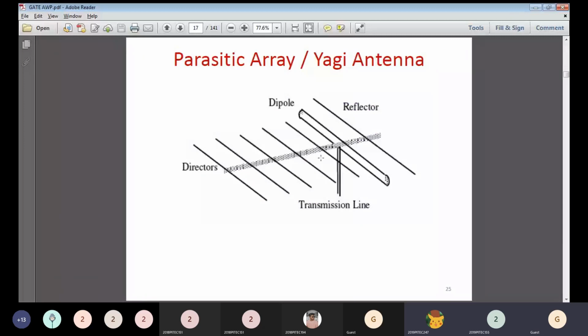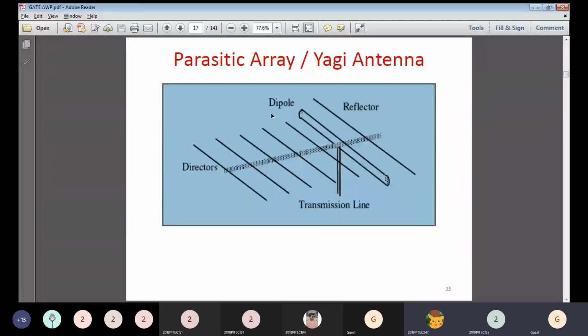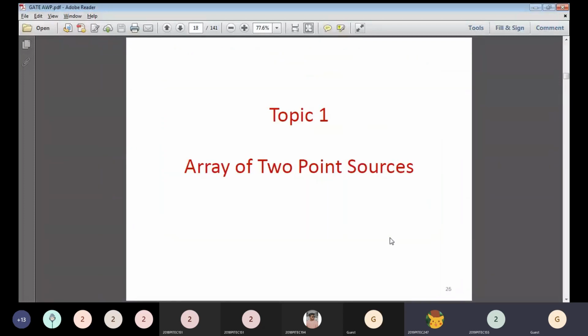So the best example is going to be called as Yagi-Uda antenna. We have the dipole. Dipole is going to be called as driven element. We have the reflector and we have the director. So we are going to feed only the dipole, the driven element. So based upon feeding towards our dipole, all elements will be excited and it's going to be acting like our antenna.